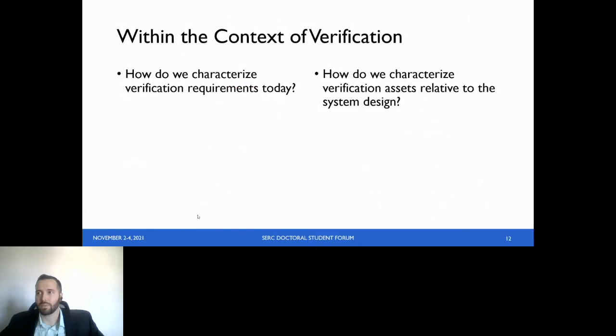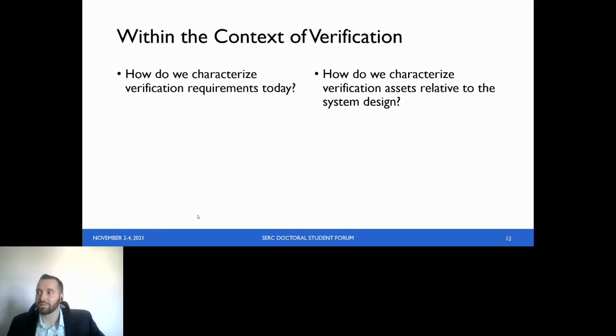So taking it back to the context of verification and bringing it back to where I started, how do we actually characterize verification requirements today? Well, if you look at the INCOSE Systems Engineering Handbook, essentially what it says is that we define a verification requirement as a method that we use, like a simulation, a test, or an inspection. And in some cases, the handbook says that we can define a further textual requirement or further specification of the system requirement. And so I agree that we should define some relationship to the system requirements.